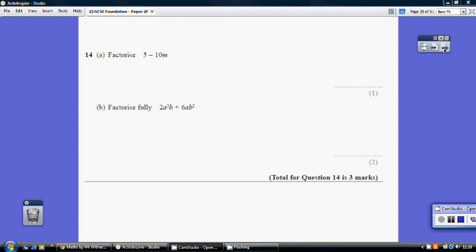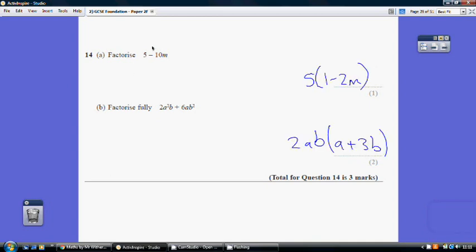Question 14. Factorise means to put the brackets in. So what's the highest common factor of 5 and 10m? Well, it's the 5, so the 5 comes outside the bracket. Open up a bracket. 5 times what gives us 5? Well, that's 1. Get the sign right, it's a minus. And 5 times what gives us 10m? Well, it's 2m. These are easy to check: just expand and check you get back to where you started.